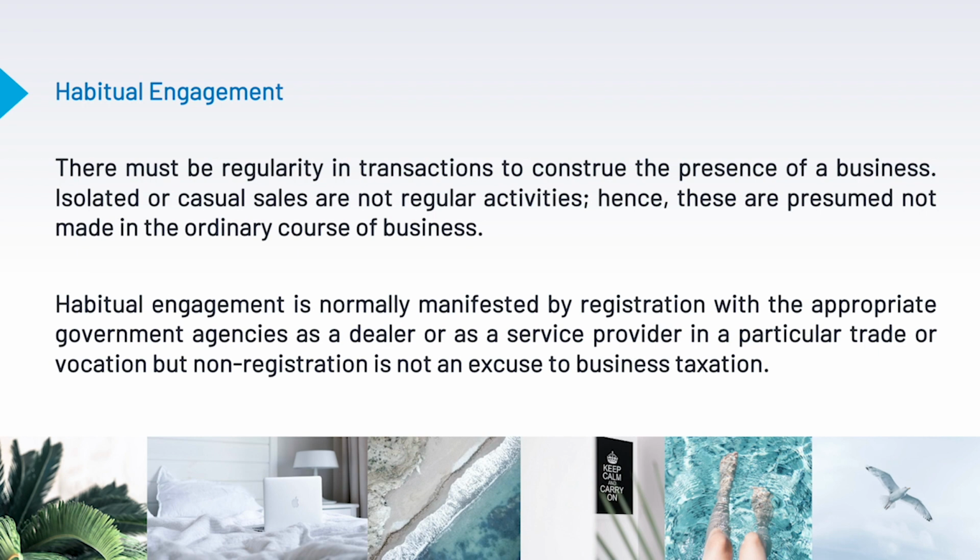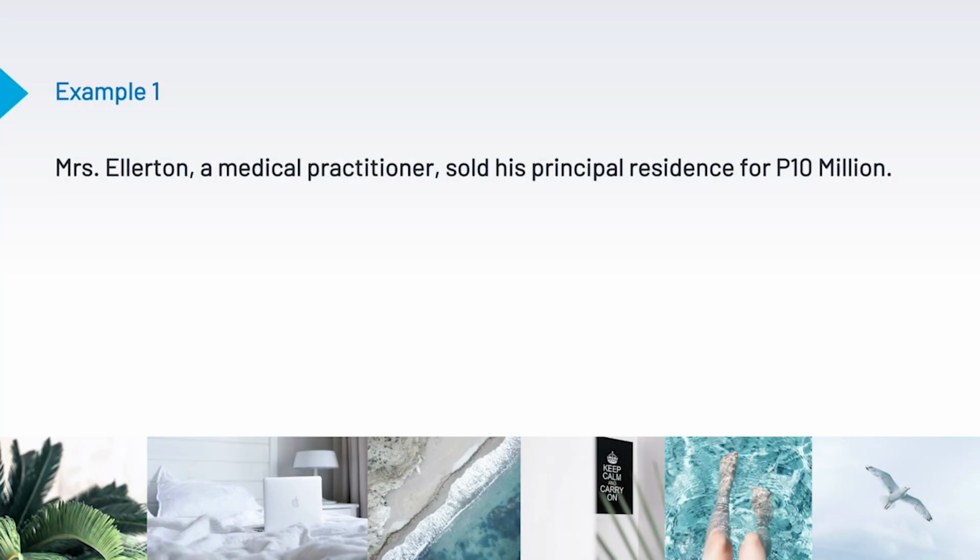So, to understand this better, let's have this. Okay, example number 1, Mrs. Ellerton, a medical practitioner, sold his principal residence for 10 million. So, the sale of real properties by a non-realty dealer is a casual sale, not made in the course of business. Hence, it is exempt from business tax. So, since Mrs. Ellerton is a medical practitioner, the sale of her residence is exempt from business tax.